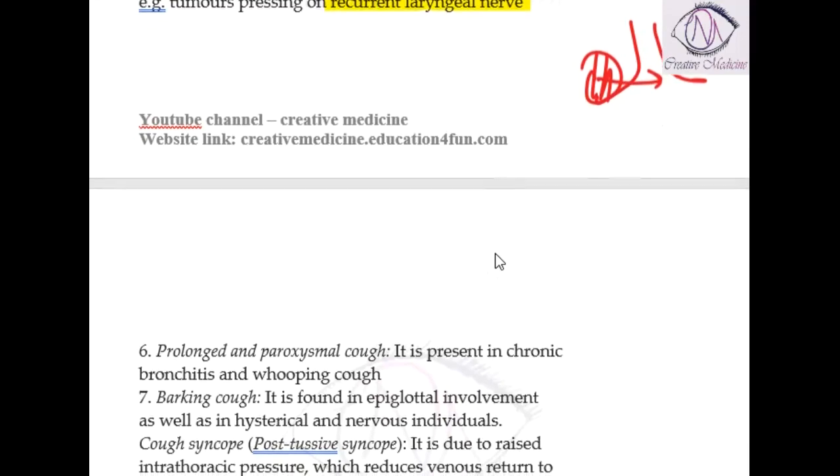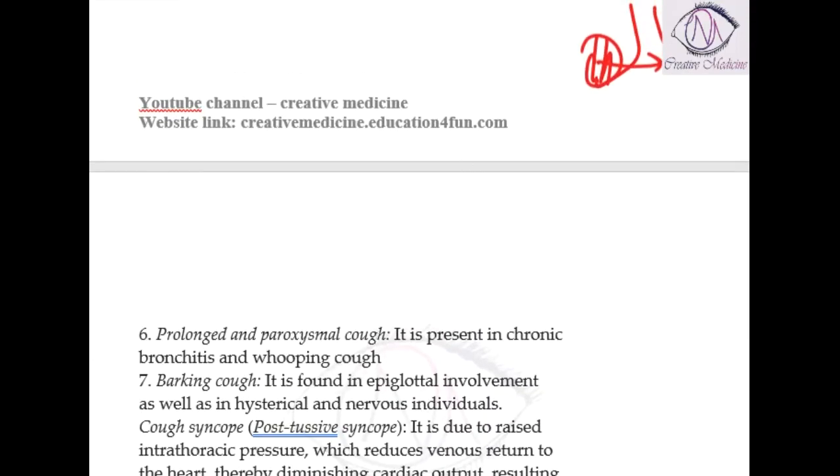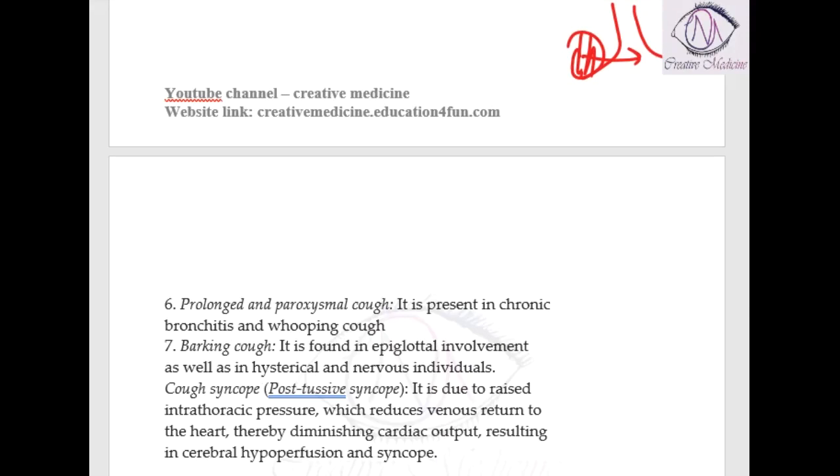Then we have prolonged cough, which is also called paroxysmal cough. This prolonged or paroxysmal cough is mainly present in chronic bronchitis.